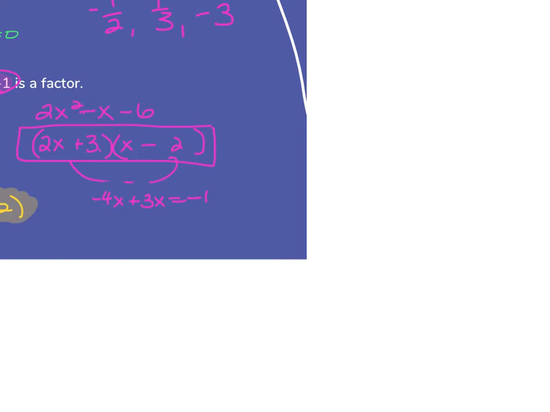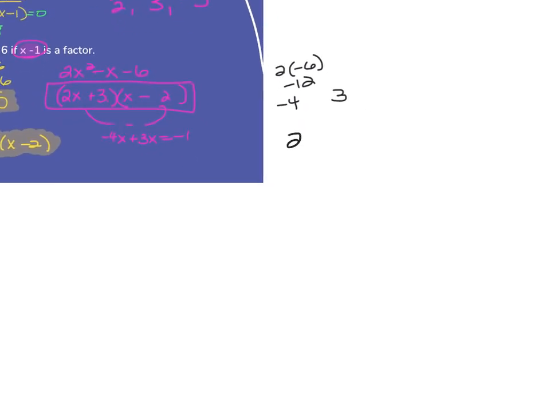First times last, 2 times negative 6, you should have gotten negative 12. Factors of negative 12 that sum to negative 1, negative 4, positive 3. Plug those in. Wait, I know what I did wrong. Okay. I'll continue just in case anybody else worked it out that way.